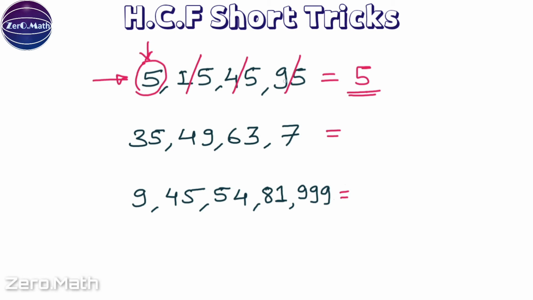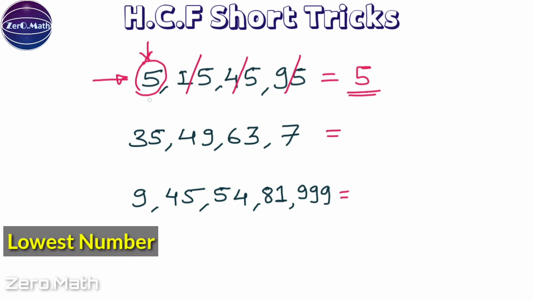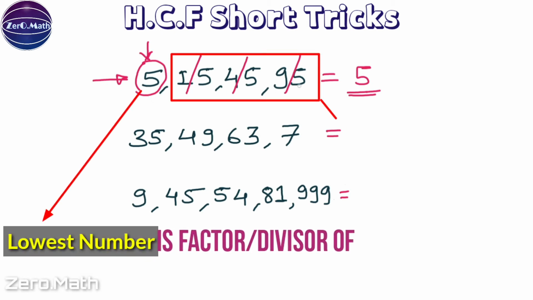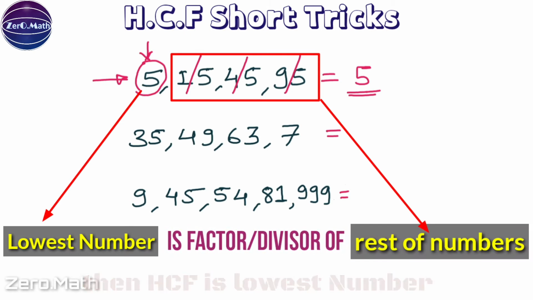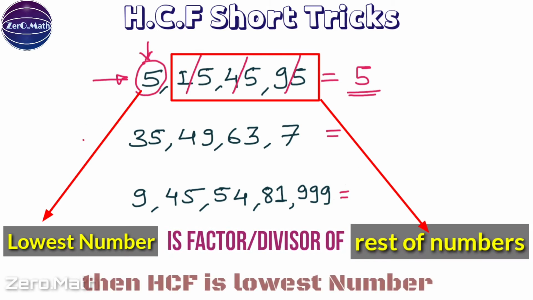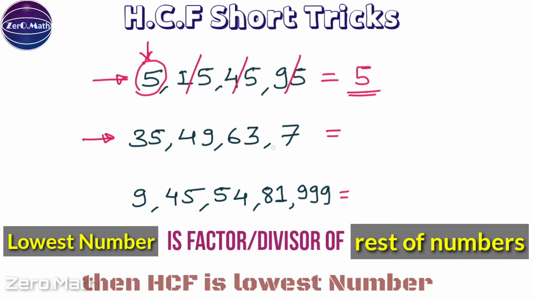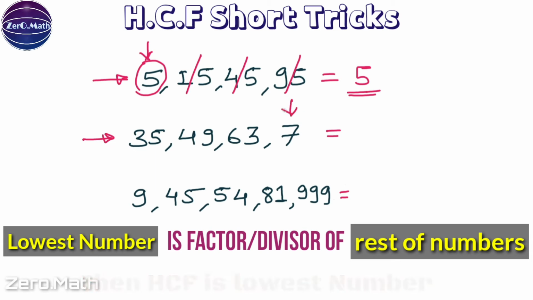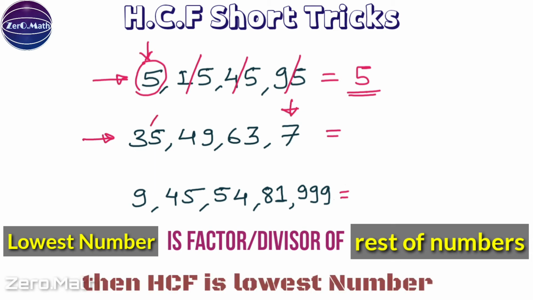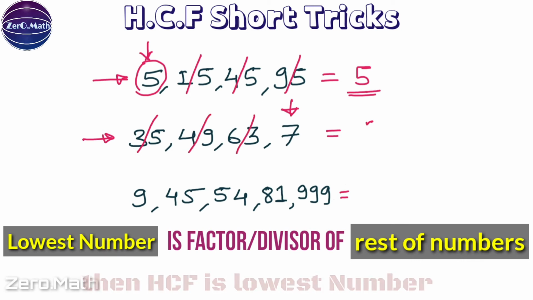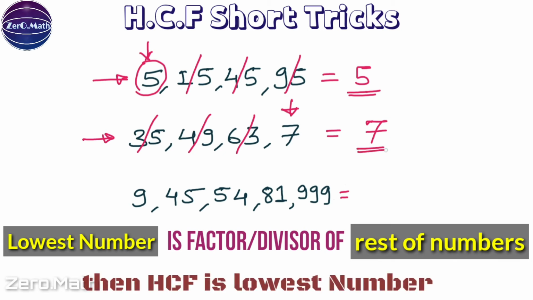Which means if in a given set of numbers, the lowest number is the divisor or factor of the other numbers, then the HCF is always the lowest number. Let's solve the next one. Again in these numbers find out the lowest number, which is 7. So 7 is a factor of 35, it is a factor of 49, it is a factor of 63. Hence without second thought I can write down my answer as 7.